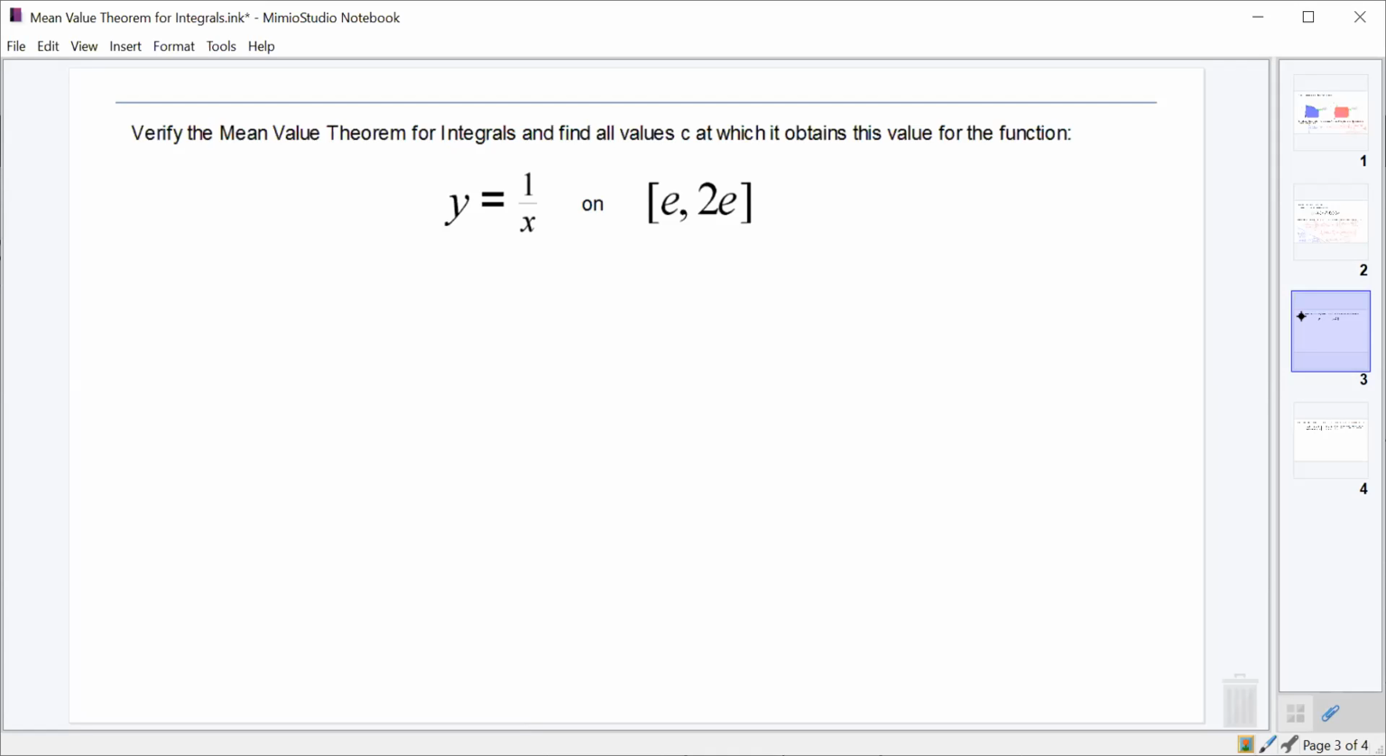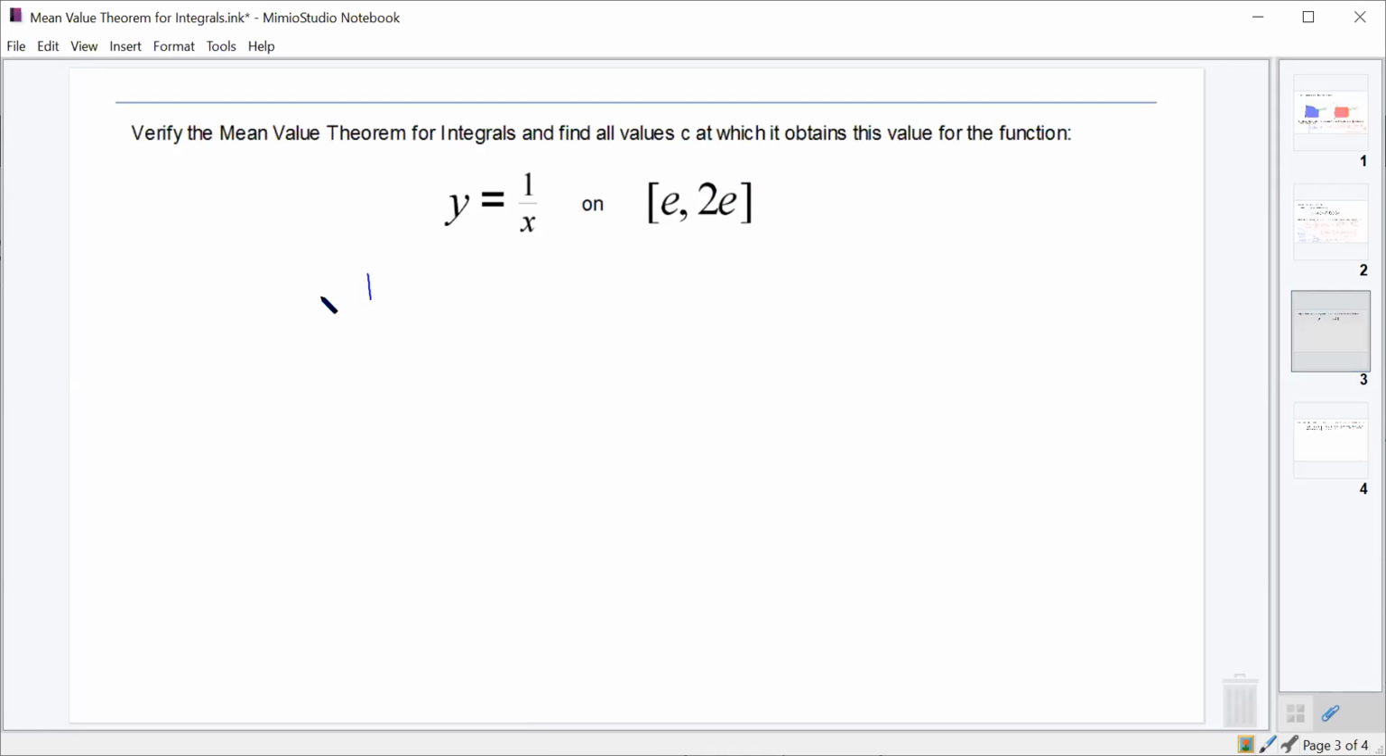So how should we start? First off, is this function, 1 over x, continuous for all real numbers? No, but it is continuous from negative infinity to 0 and from 0 to infinity. And e to 2e is on that 0 to infinity part, right? Yep. So it is continuous on this interval.